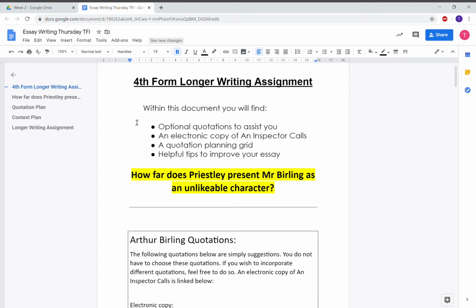So, fourth form longer writing assignment. Within this document, you are going to find optional quotations to assist you in answering the question, an electronic copy of An Inspector Calls in case you want to find your own quotations, and a quotation planning grid, which I'm going to talk you through today. Your task today, after watching this video, is going to be to complete your quotation plan in the grid. And there's also some helpful tips to improve your essay, all right?